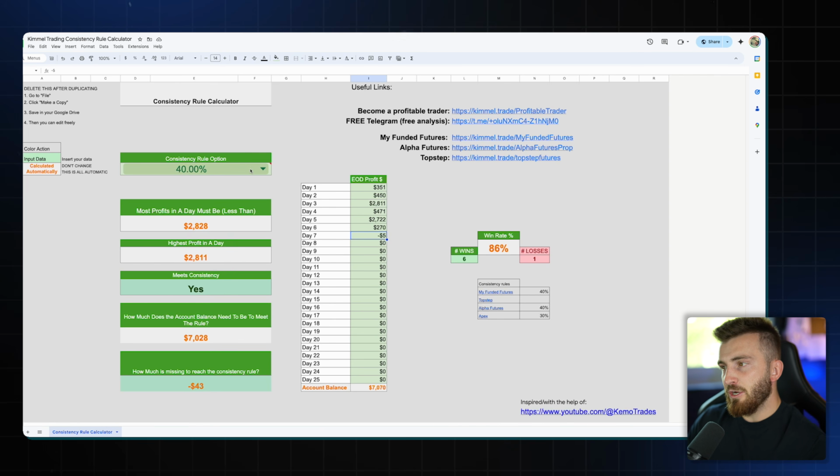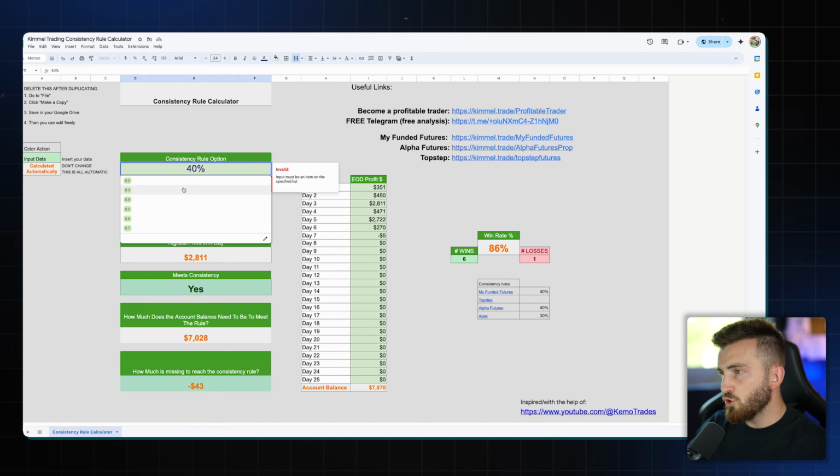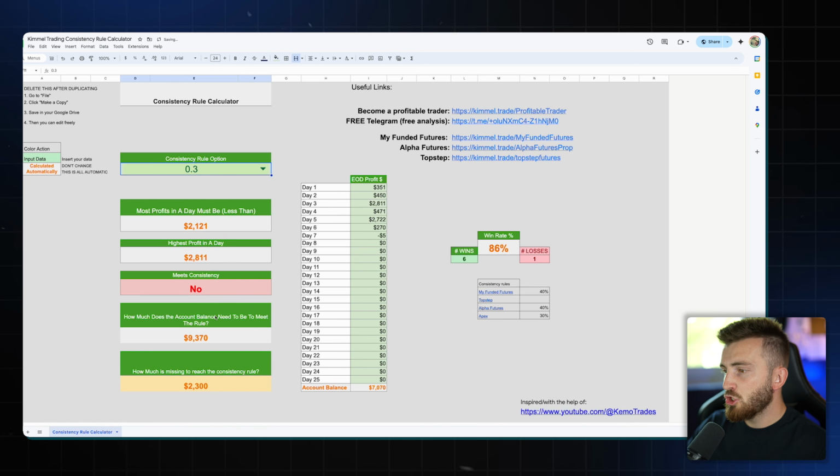So you can see right here that you can change the consistency rule to whatever you want. So for example, with Apex, the consistency rule is 30%. So if I was doing this with Apex, I would not yet meet the consistency rule. So I changed it to 40%. So this is in percentage because that is what it is with My Funded Futures and also with Alpha Futures.